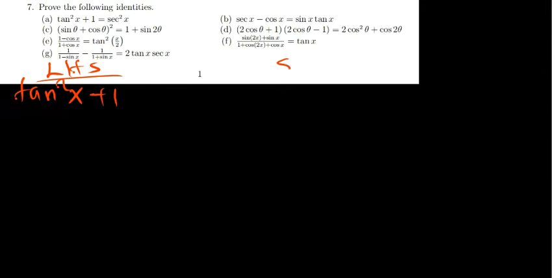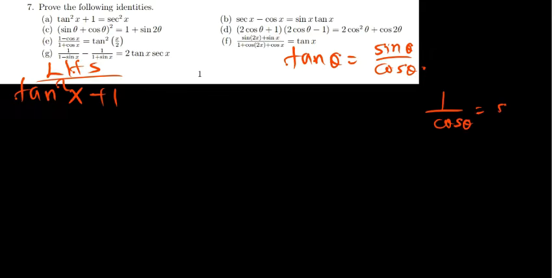You know that tan x, or let me use theta, tan theta is equal to sine theta divided by cos theta. Then 1 over cos theta is sec theta. 1 over tan theta, we know that it is cot theta. Then 1 over sine theta is cosec theta.